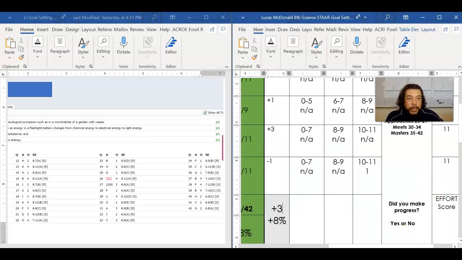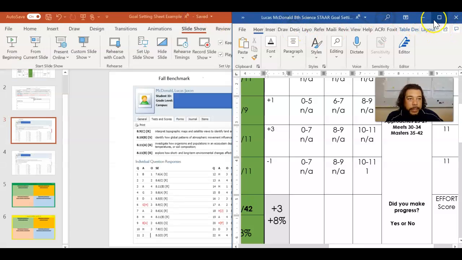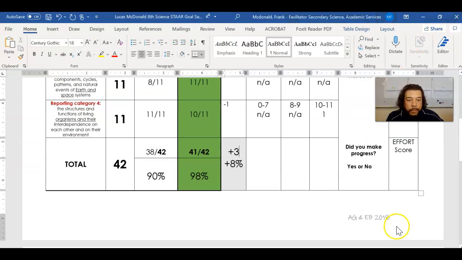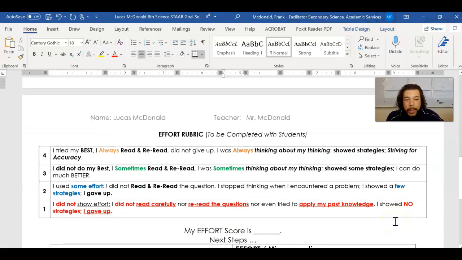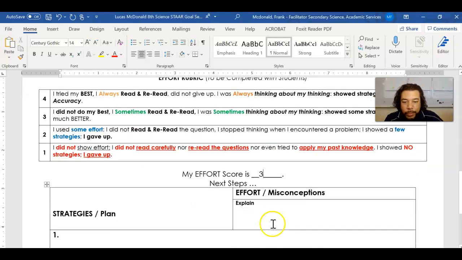So let's take a look at his effort score. Let me open this up. I'm going to shrink this, and I'm going to open this guy up. So turning to the back side of the page, just based on these, I'm pretty sure he read. I'm guessing, so I'd have to see what he would think about this. But I'm going to give this kid a 3. I'm going to say I did not do my best. I sometimes read and reread. I was sometimes thinking about my thinking, showed some strategies. I can do much better. I don't know. Let's just, for argument's sake, put that there. So we gave him a 3.